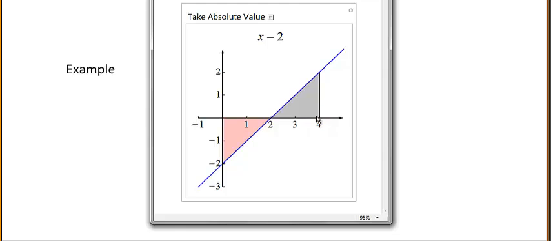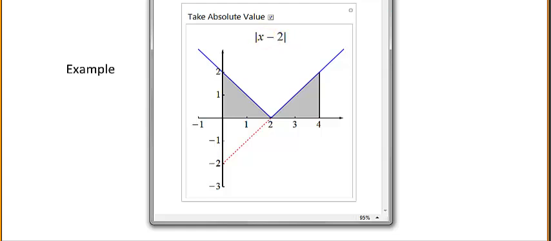But I don't have that function. I have the absolute value of this function. Now, wherever this function is negative, when I take the absolute value, it makes the negative parts positive. So the absolute value looks like this. And notice where that is going to change is where this expression is 0. 2 makes x minus 2 zero.